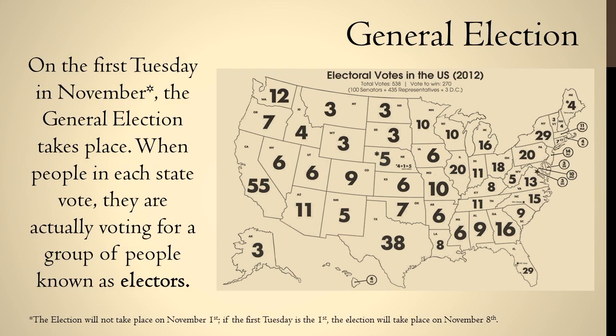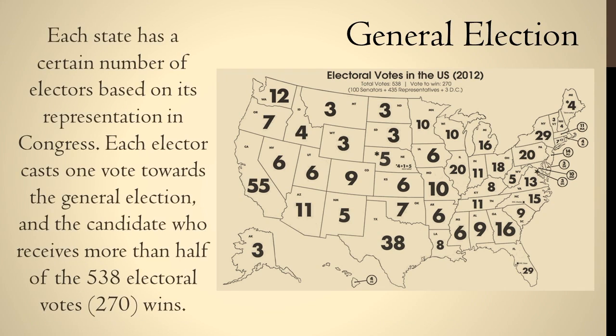When people in each state vote, they are actually voting for a group of people known as electors. Each state has a certain number of electors based on its representation in Congress. Each elector casts one vote towards the general election, and the candidate who receives at least 270 electoral votes wins.